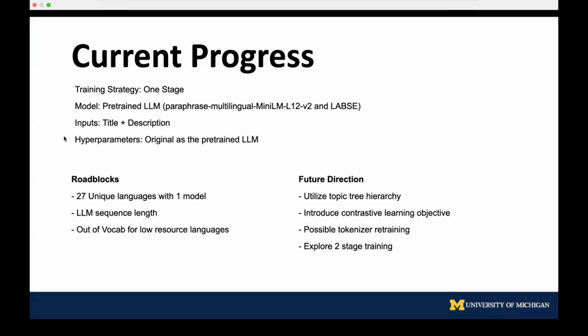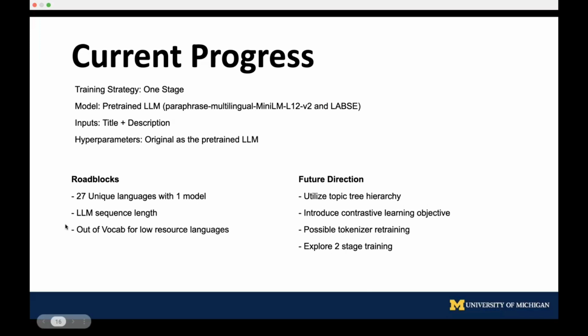Even with this setup, we still have a few roadblocks. The first thing is with multiple languages that are present in this data set. There are about 27 unique languages, and the idea is for us to use one model because if we want to use multiple different models, it is going to be an overhead in terms of the usage in the final application.